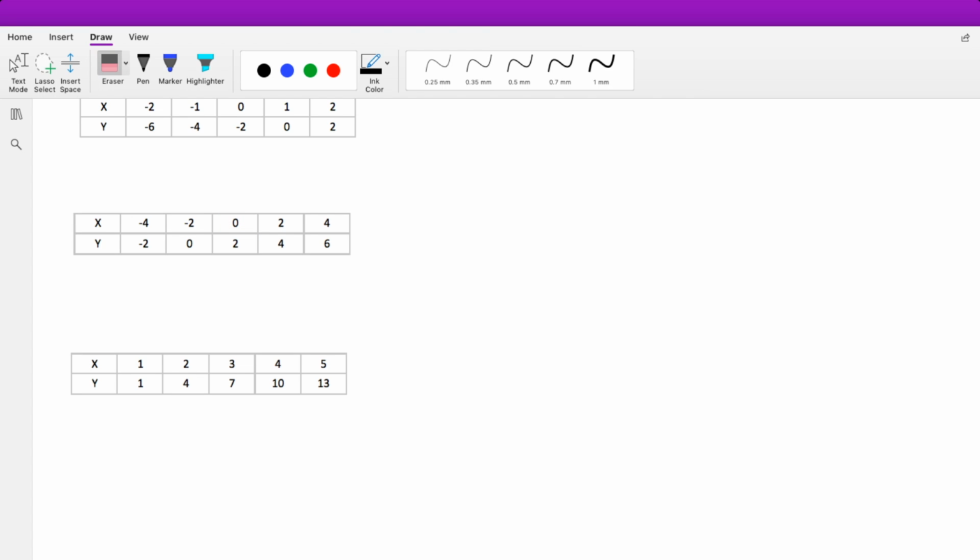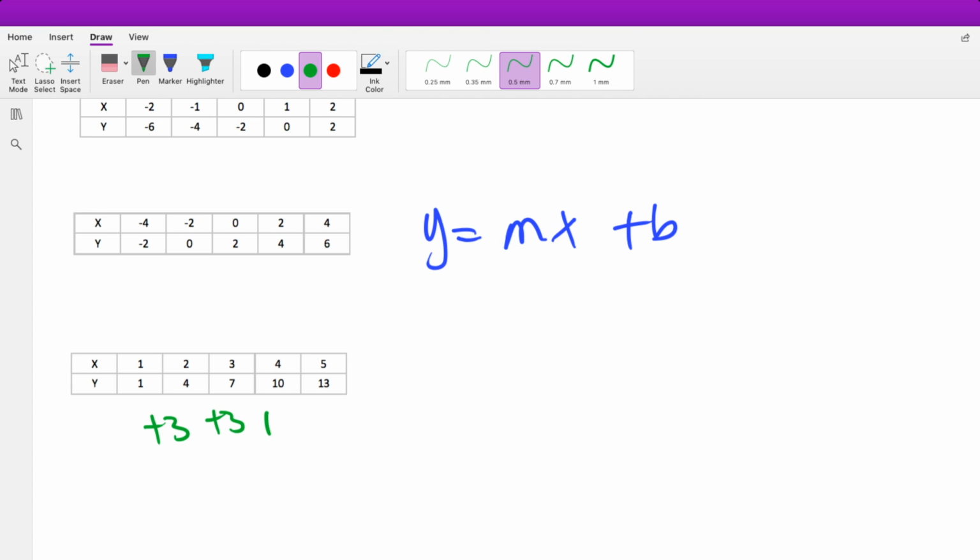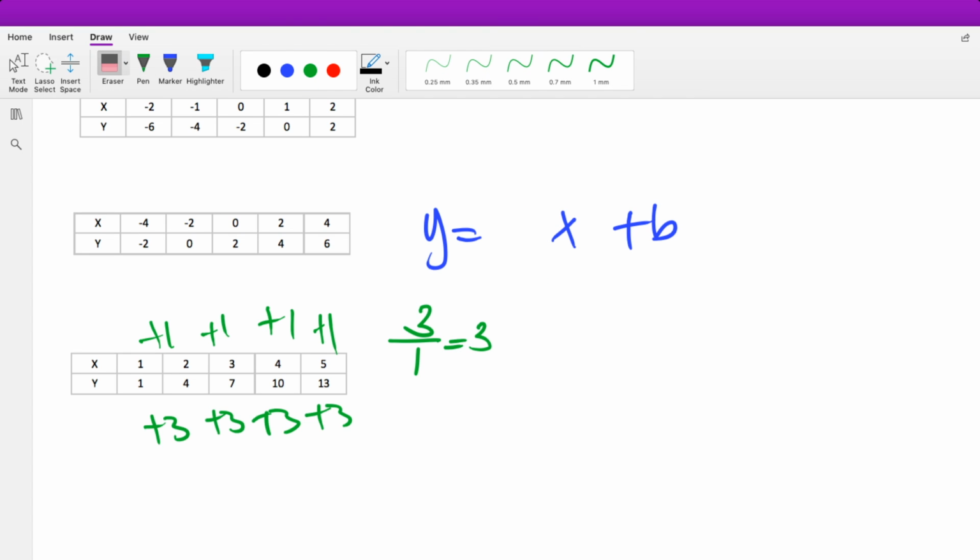Now let's look at this last one. This one's a little different, so I recommend you pay attention. Let's write down our y equals mx plus b. Let's find our slope. I like the counting method a little better, so we're going to go ahead and do that. From 1 to 4, plus 3, 4 to 7, plus 3, 7 to 10, plus 3, 10 to 13, plus 3. 1 to 2, plus 1, plus 1, plus 1, plus 1. So we see our slope is 3 over 1, which is the same thing as 3. Let's get rid of this m and replace it with 3.